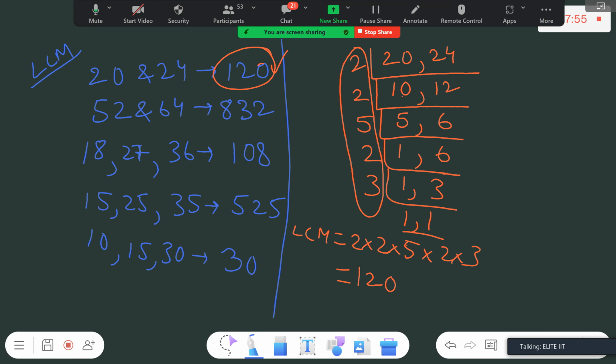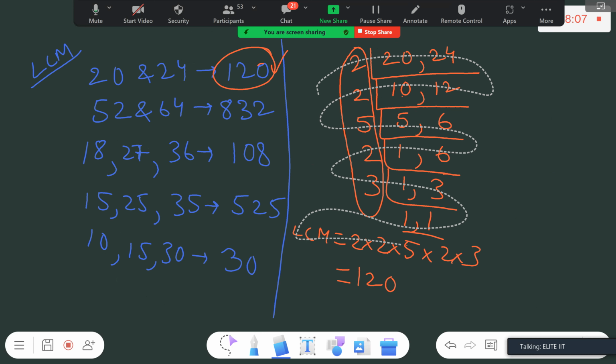Come back. Okay, next place. So this is how we do division method. Can I erase the board? Who said 1 second? Okay, done.